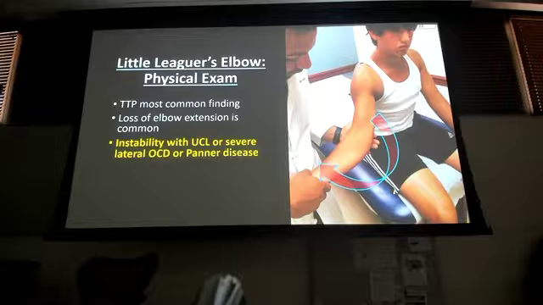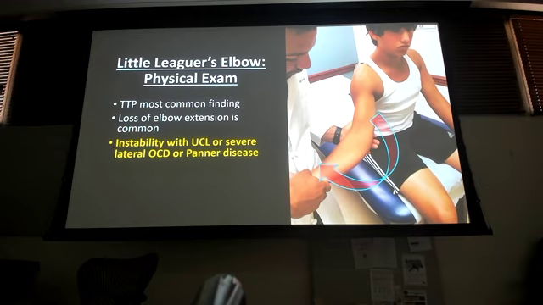Tenderness on palpation is the most common finding, sure, not as helpful. But loss of elbow extension is common, okay? So why is that? We already talked about UCL injuries and how they may get that loss of extension, right? So you may see that as well. If you're thinking loss of terminal extension, you want to do your stress testing, correct? If you're suspecting UCL injuries, you can grade it based on that, right?